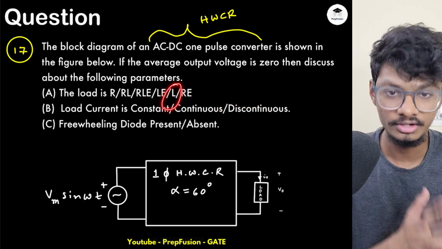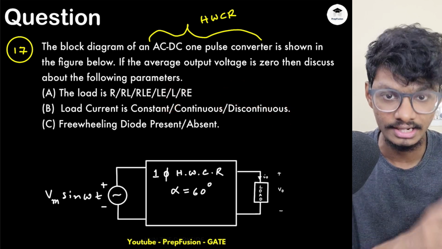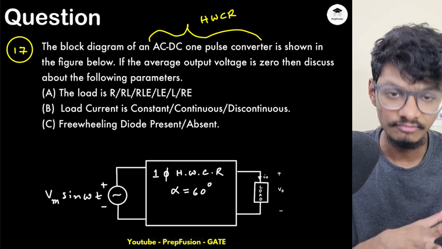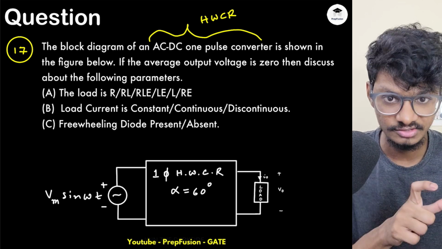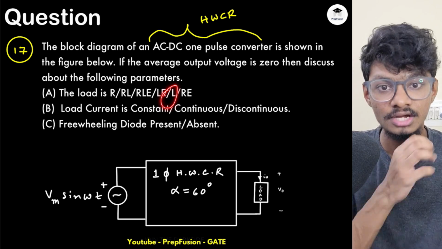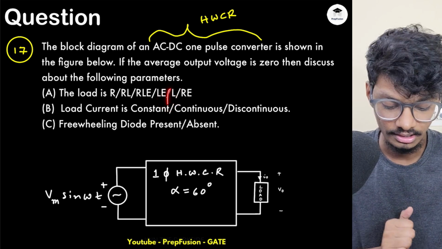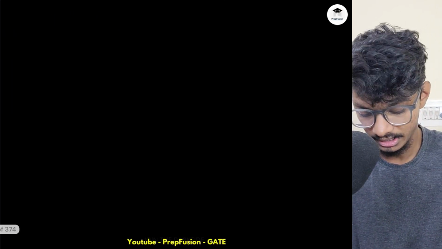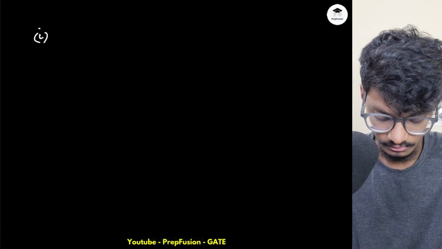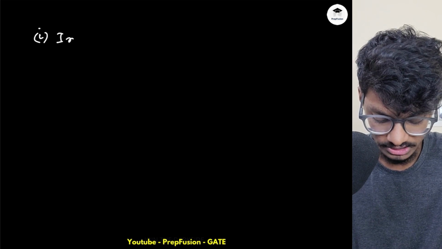So if only the L load is present, the average voltage across the inductor is 0, that we know with the voltage-second criteria, and the average voltage across the inductor is basically the output voltage for a single inductive load. So I can safely say that the load is inductive, okay?